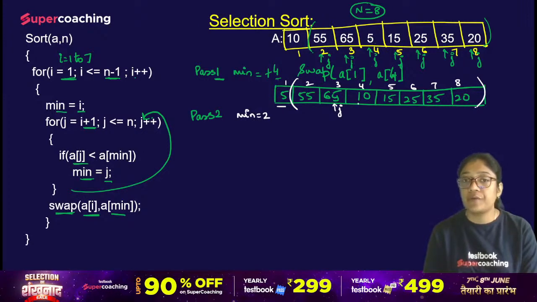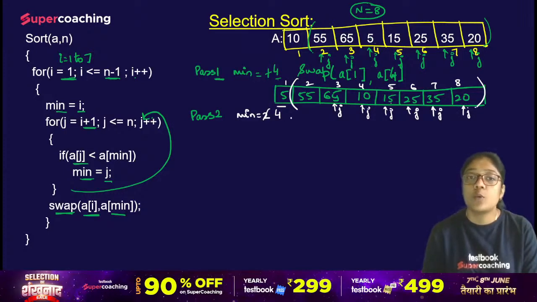65 is smaller than 55? No. 10 is smaller than 55? Yes. So 4. Then 15 is smaller than 10? No. 25 is smaller than 10? No. 35 is smaller than 10? No. 20 is smaller than 10? No. So minimum element in the remaining problem is 10.